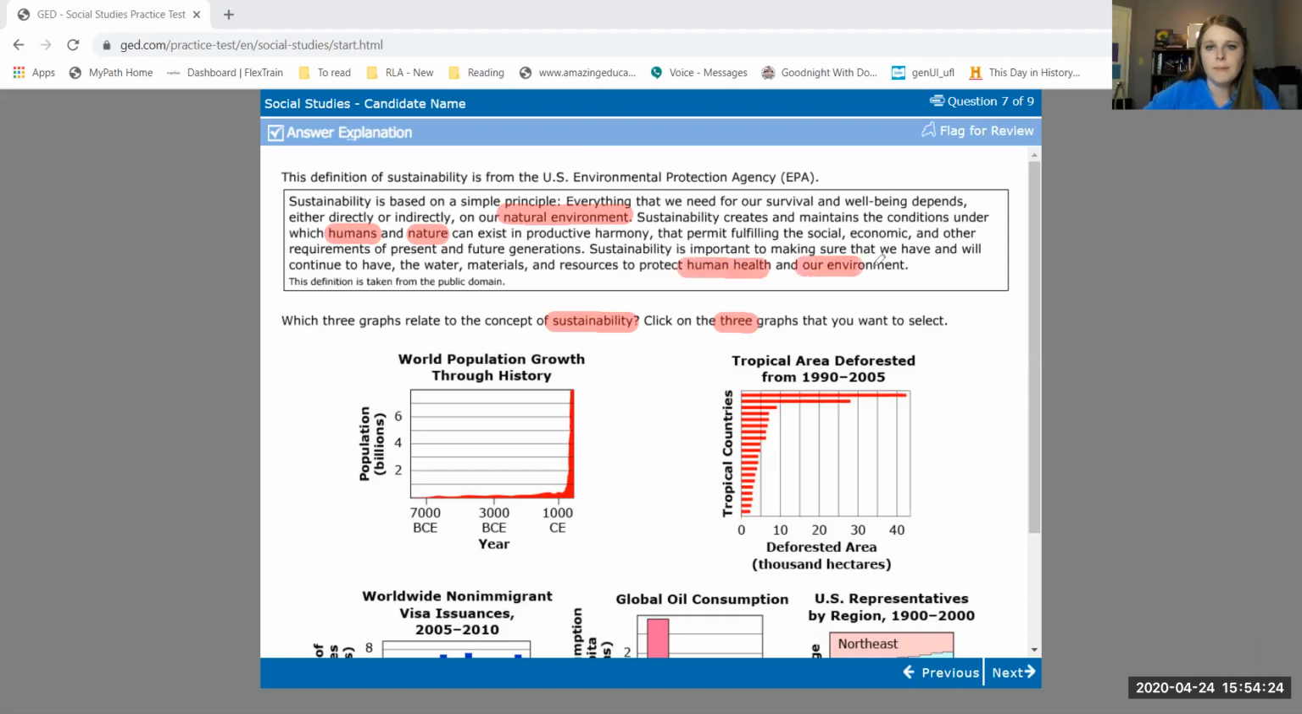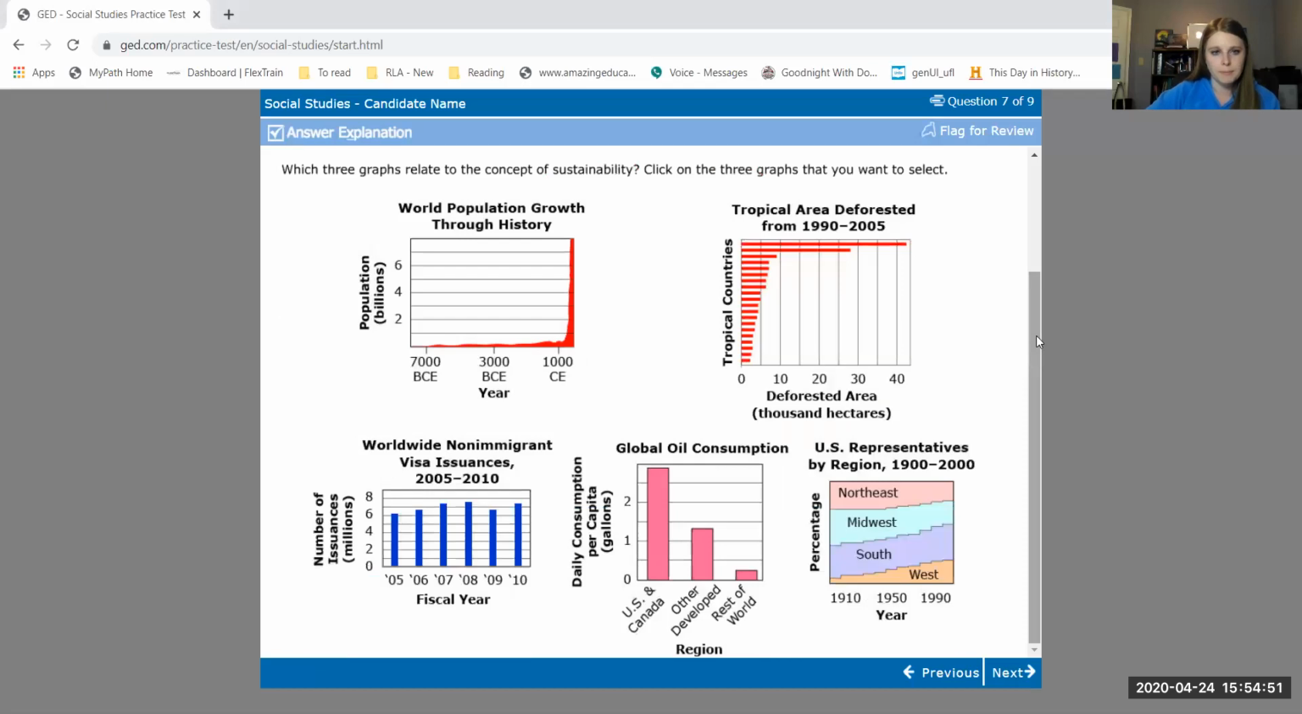Now, that's interesting. I notice that repeating theme of humans, our environment, or nature. So there's that connection for sustainability, that we want to make sure people have what they need, but that we protect the environment. Okay, so that must be what sustainability means. So now remember, we need to find 3 graphs. So let's scroll down here so we can see all of the graphs, and let's take a look at each one. Let's look at the titles of these graphs.